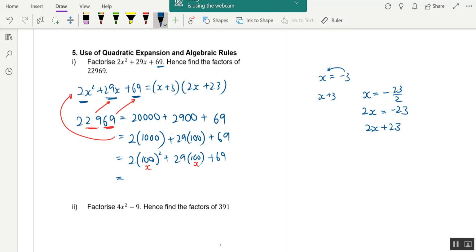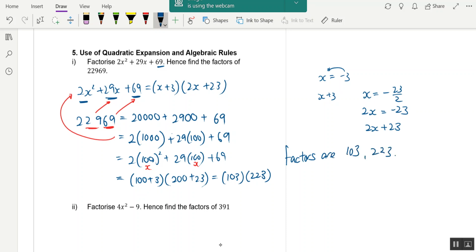Okay, so I put it in, I will have 100 plus 3, and 2 times 100 plus 23. So this will be equal to 103 multiplied by 223. So these factors are 103 and 223. Okay, always relate back to the first part of the question in this kind of hence question.